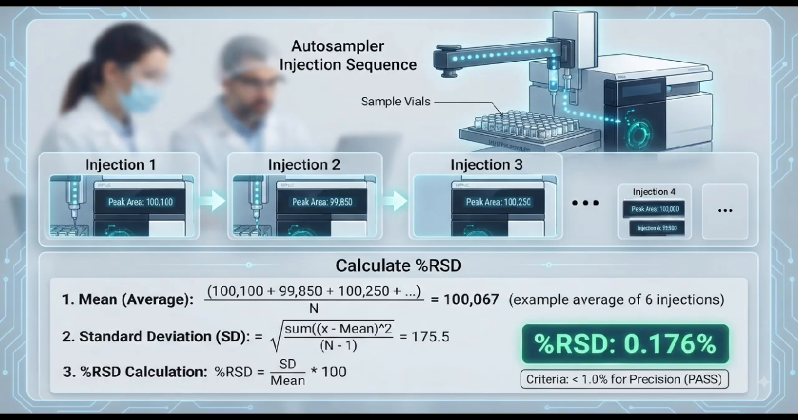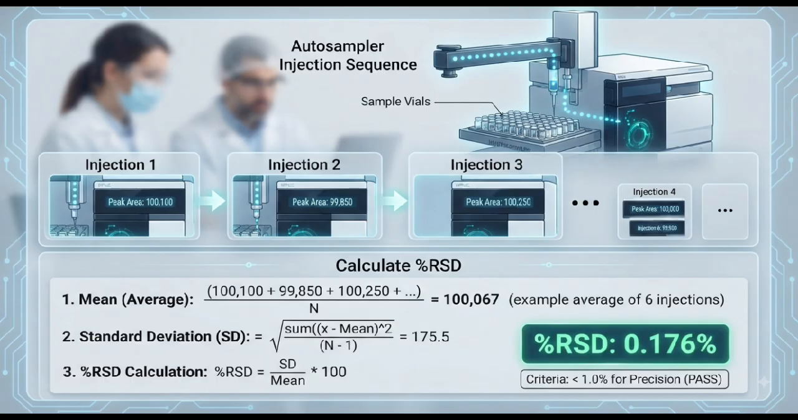The peak areas are recorded and the percentage relative standard deviation, or percent RSD, is calculated. The formula is percent RSD is equal to standard deviation divided by mean multiplied by 100. The calculated percent RSD is then compared with the acceptance criteria specified in the approved procedure.